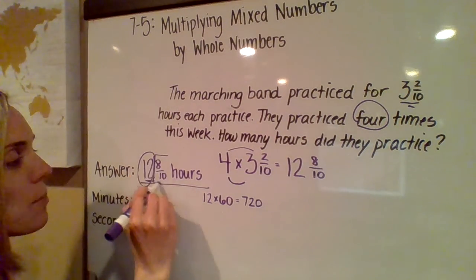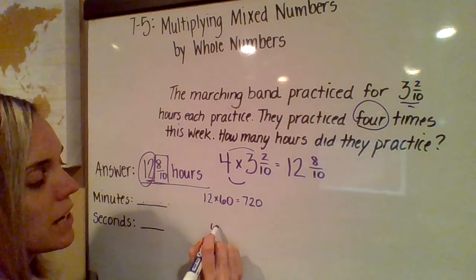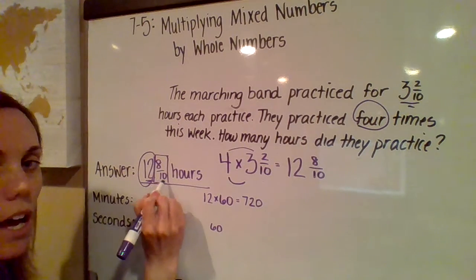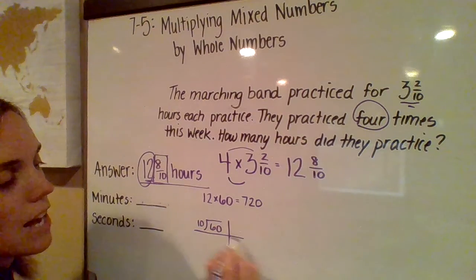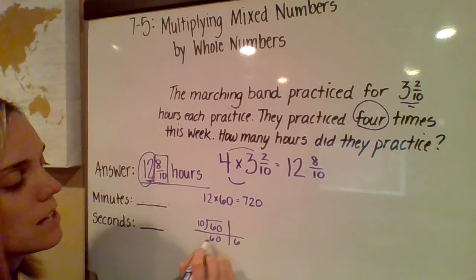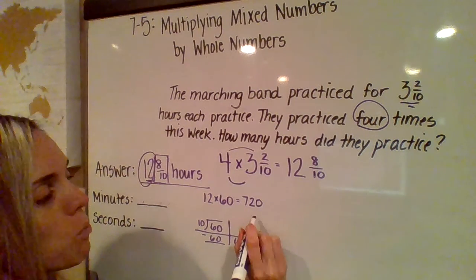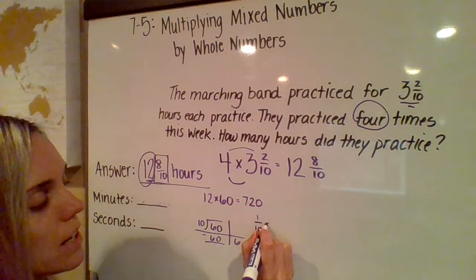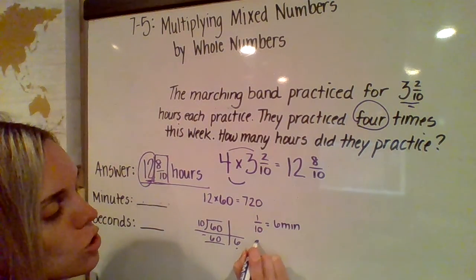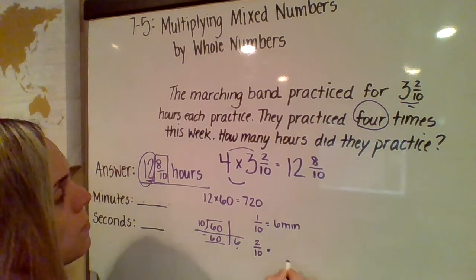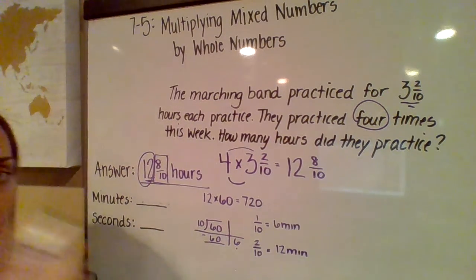But remember, our answer is not 720 minutes because that's how many minutes are in 12 hours. We now have to see how many minutes are in 8/10 of an hour. That's like saying if we have 60 minutes and we broke it up into groups of 10, 60 divided by 10. And that's nice and easy because I know 10 times 6 is 60. So that means every 1/10 of an hour is 6 minutes. So 2/10 of an hour would be how many minutes? 12 minutes.